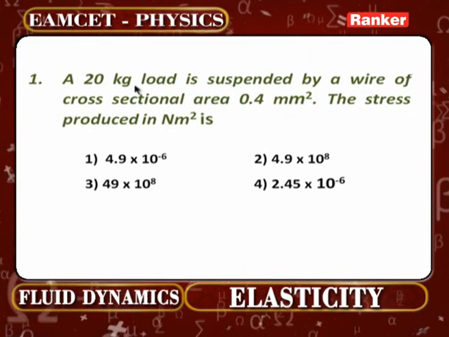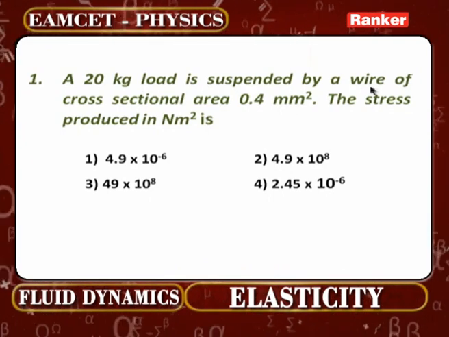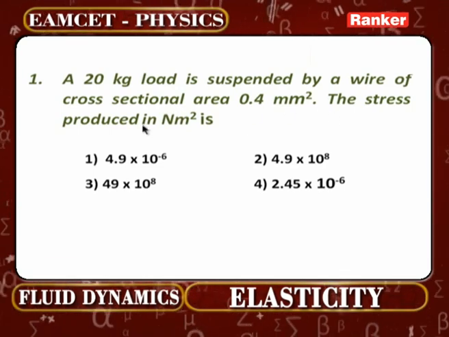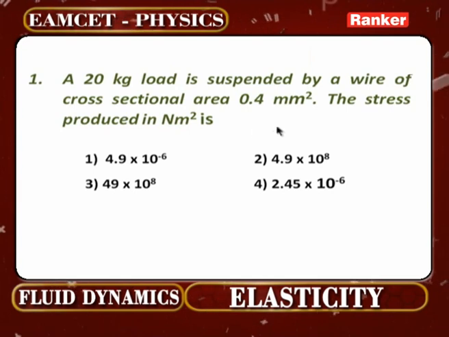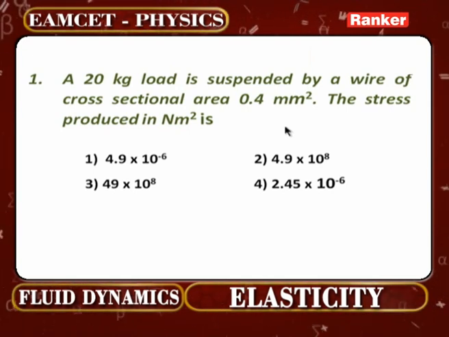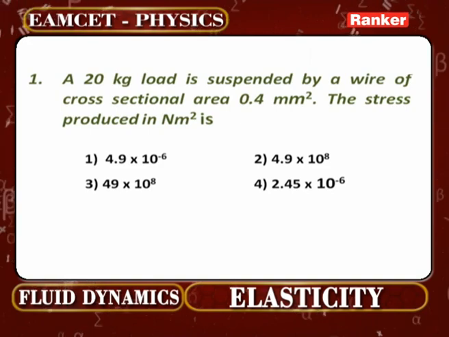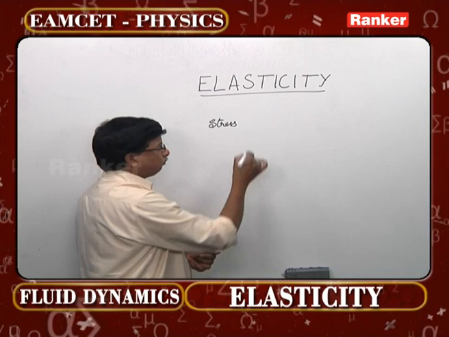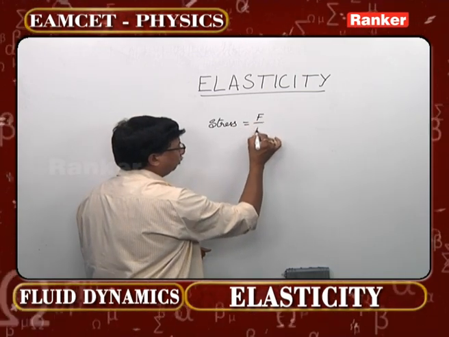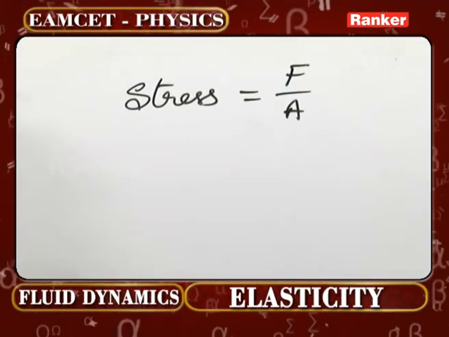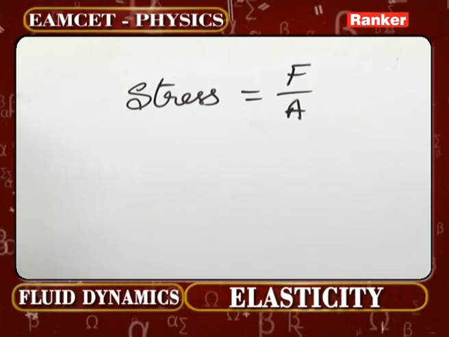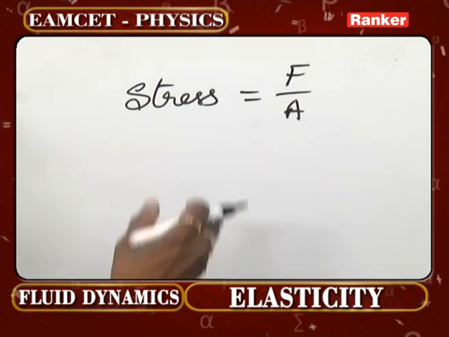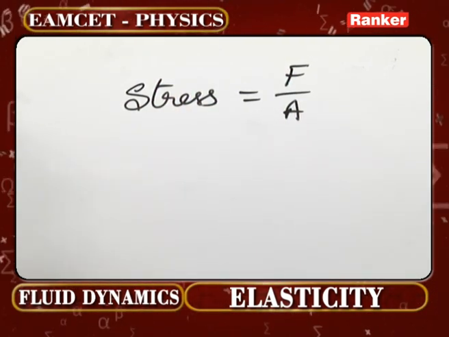A 20 kg load is suspended by a wire of cross-sectional area 0.4 millimeter square. The stress produced in Newton per meter square is how much? That is the concept. In fact, we can understand well stress produced, that is what is asked. Stress is nothing other than force per unit area, same as that of pressure. Both stress and pressure have got the same dimensional formula, ML inverse T power minus 2. They both have the same units, Newton per meter square as such.